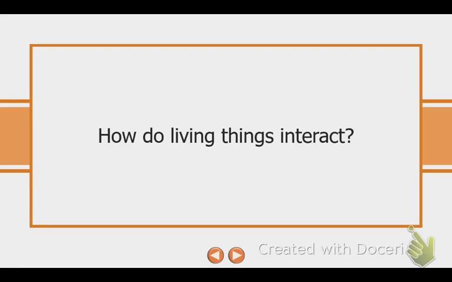All right, the last part of our ecology unit is understanding how living things interact with one another in an ecosystem and the different types of relationships that they have with other living things.